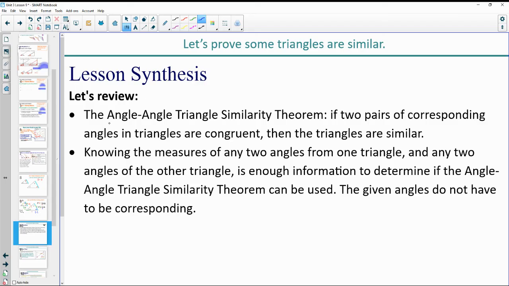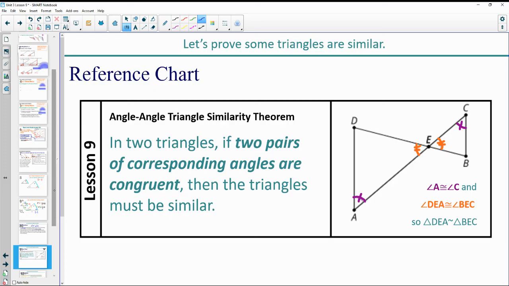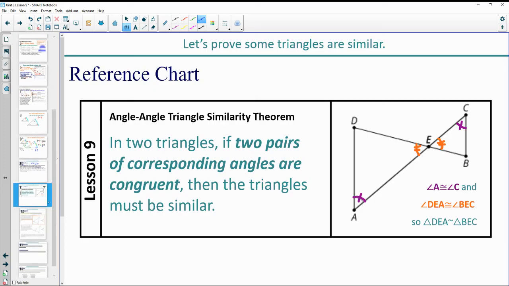All right, so what we found out today is the angle triangle similarity theorem. If you've got two pairs of corresponding angles in a triangle, then those triangles are similar. All you have to do is see two sets of angles being the same, and then you know that the triangles are, in fact, similar. You don't need to know any lengths. Just need to know this, and you automatically know that they are similar. You can get this written in your reference chart, angle similarity.